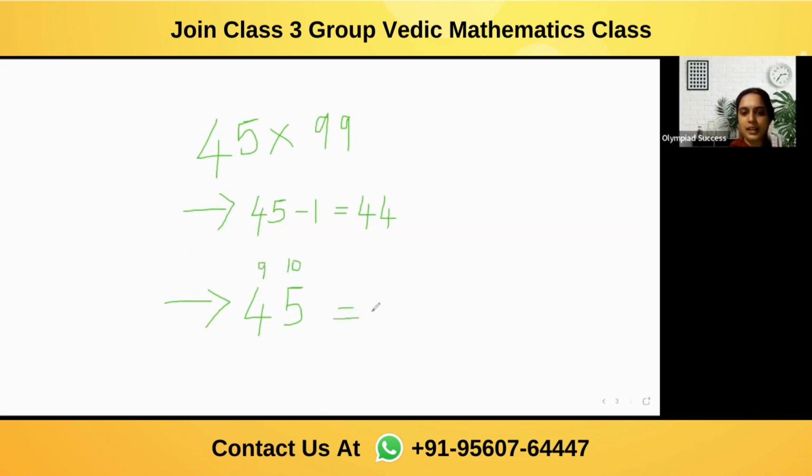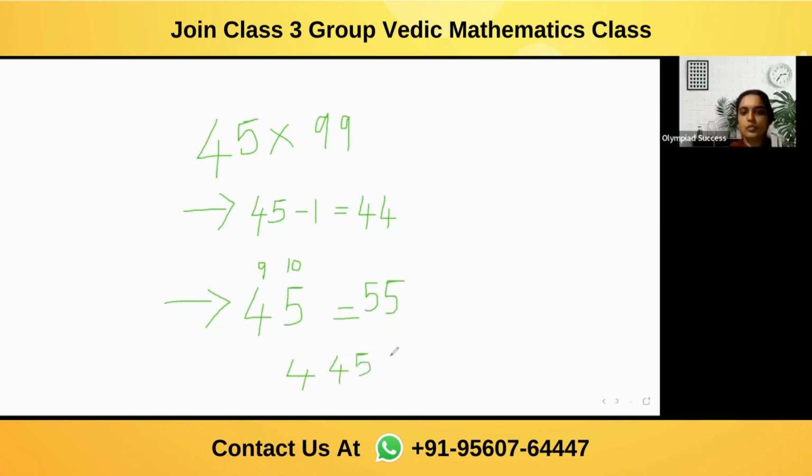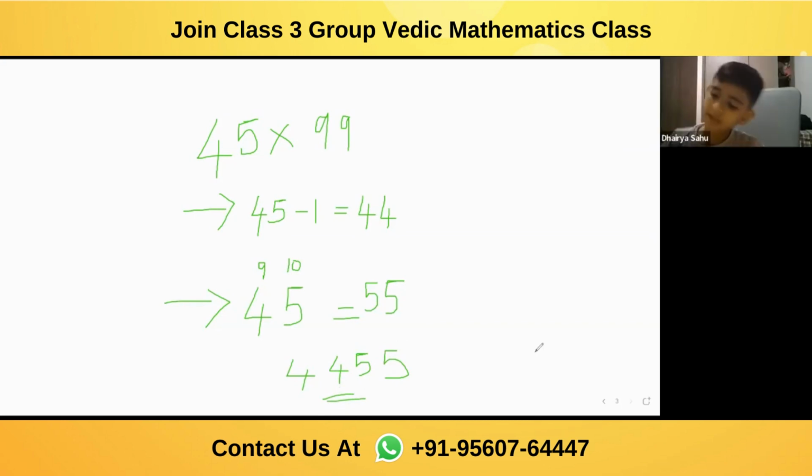So 10 minus 5 is 5, and 9 minus 4 is how much? 5. Correct? So what would be my answer? 4, 4, 5, 5. Yeah. So 4, 4, 5, 5 is your final answer. Yes, very good. Did you people get this? How to write it? Yes, ma'am. I also calculated on this pad.